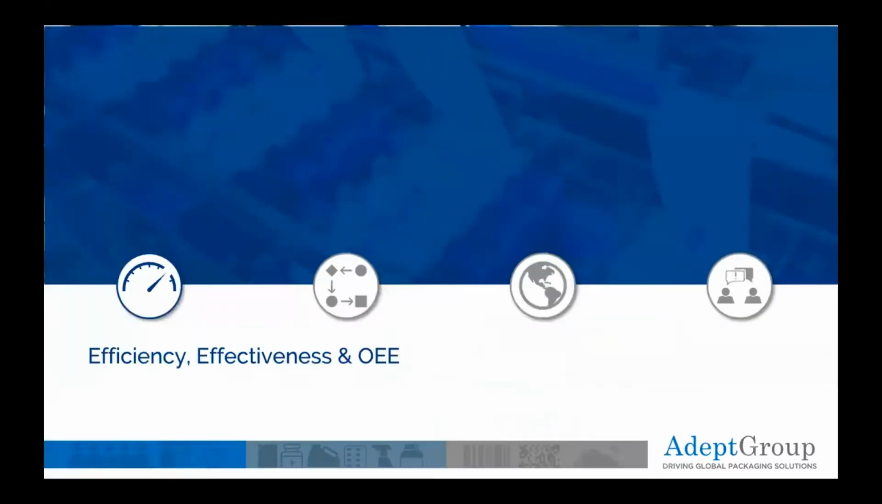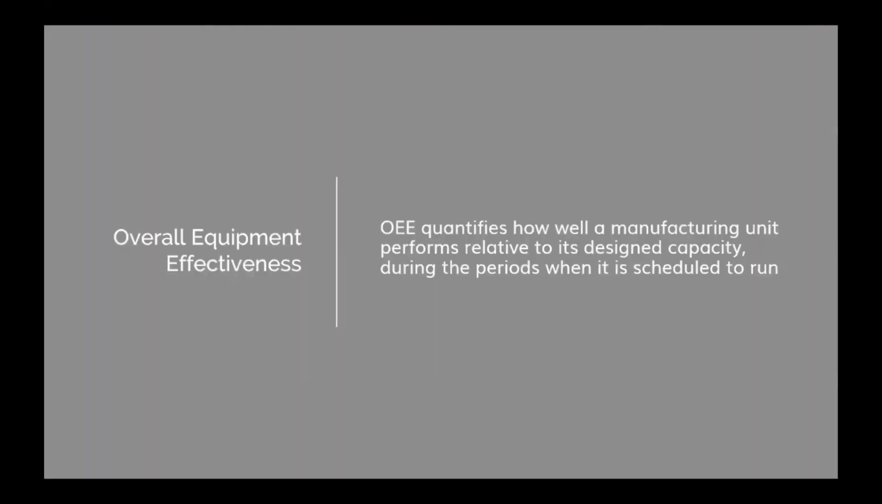So let's start with efficiency, effectiveness, and OE. First, a very brief definition of OE. OE quantifies how well a manufacturing unit performs relative to its design capacity during the periods when it is scheduled to run. Some important points of this sentence. First, we are referring to a manufacturing unit. This means that we are referring to a machine. We are not referring to an entire line. We are focusing just on one machine.